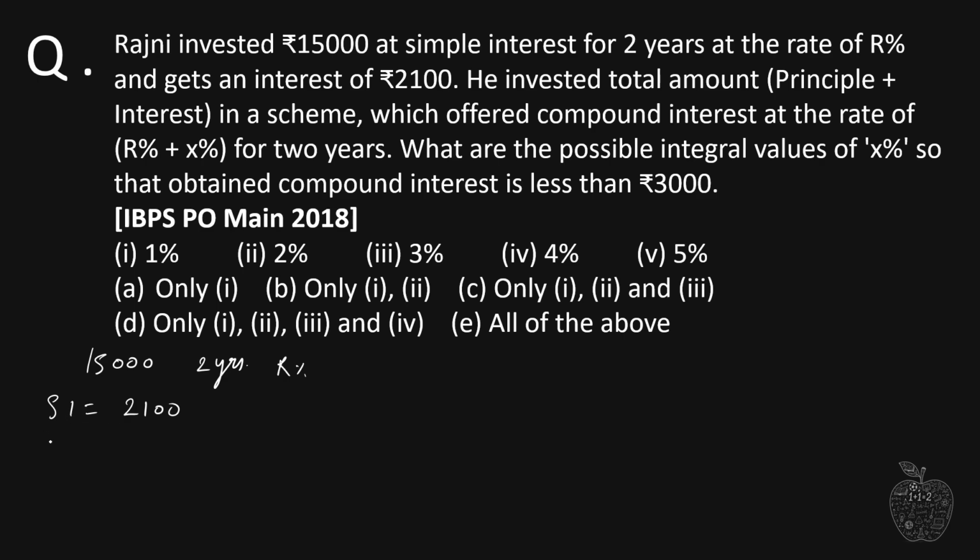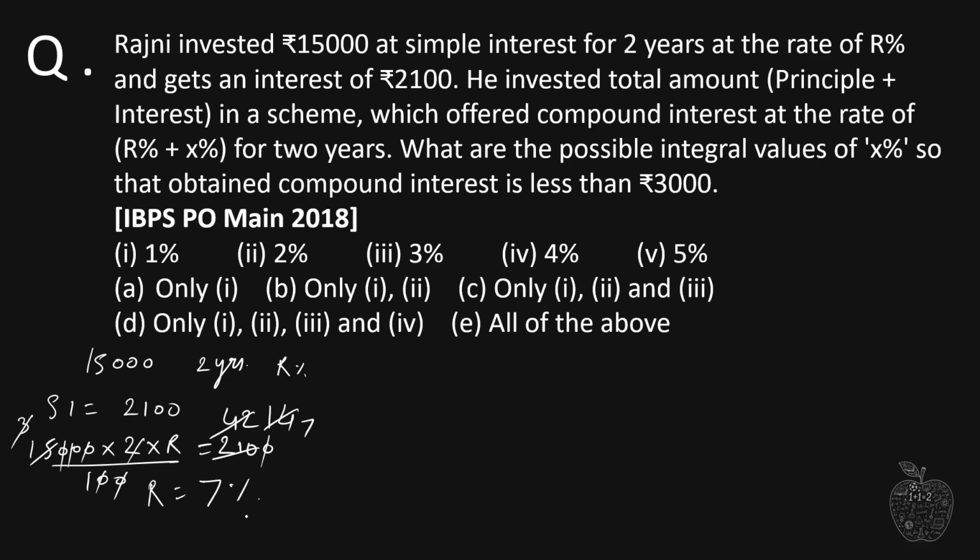So let's see. The formula for simple interest is what? P N R by 100. So principal is 15,000 into N, which is 2, into R over 100, and this equals 2100. So let's cancel the zeros, and after simplifying we get R as 7%.